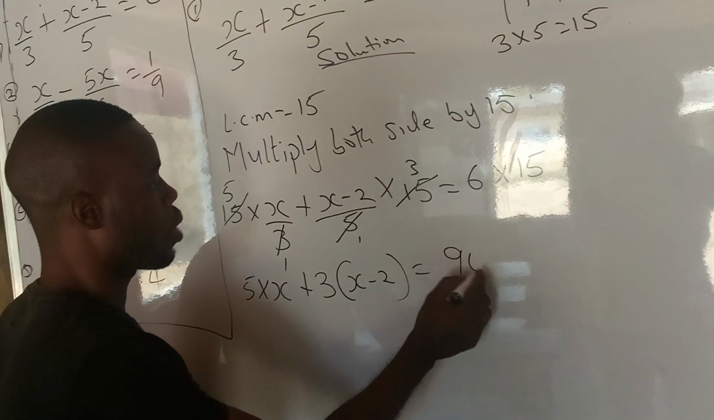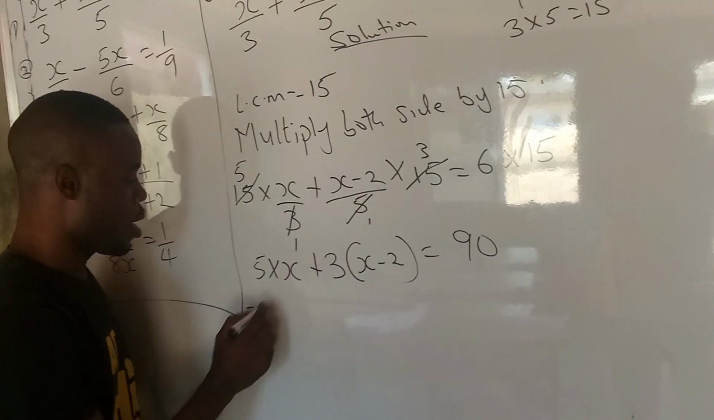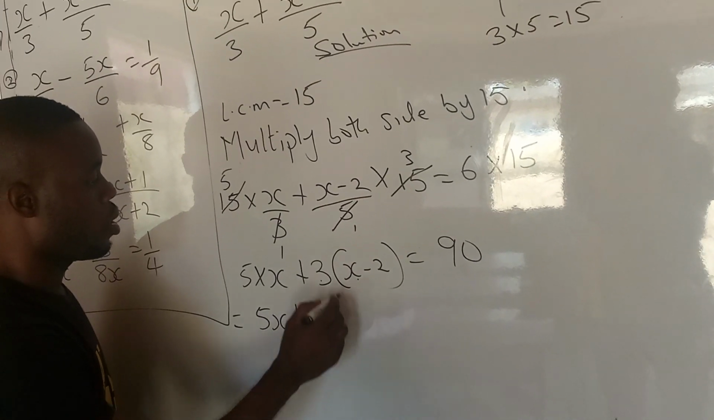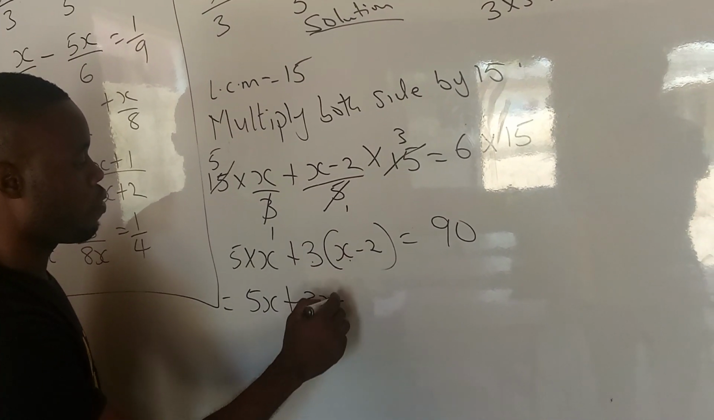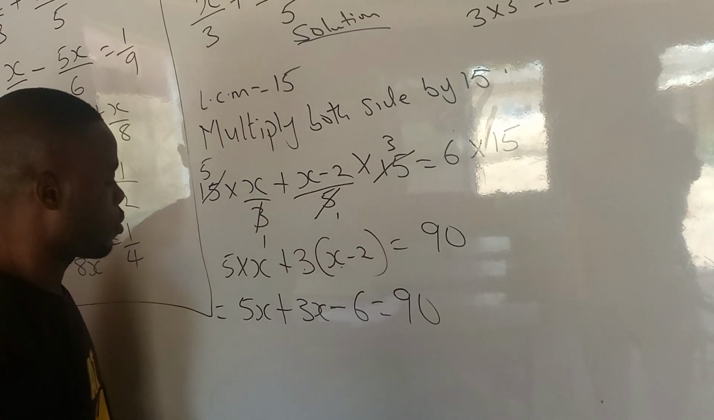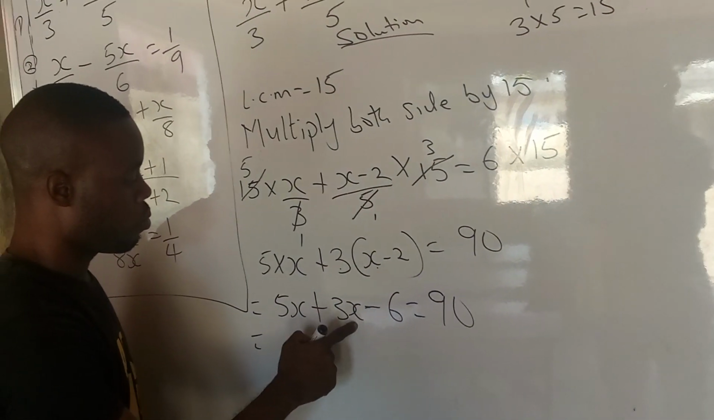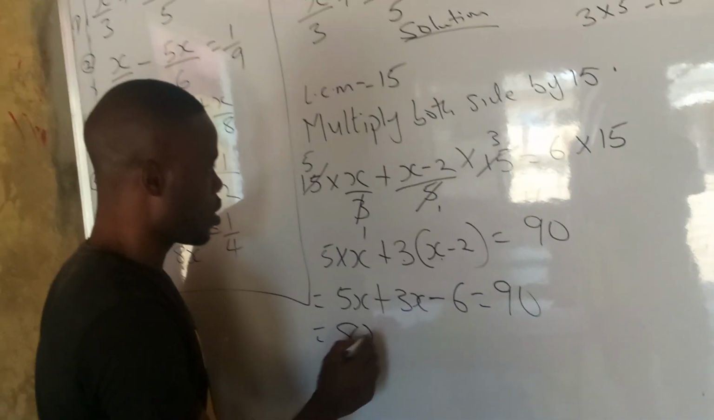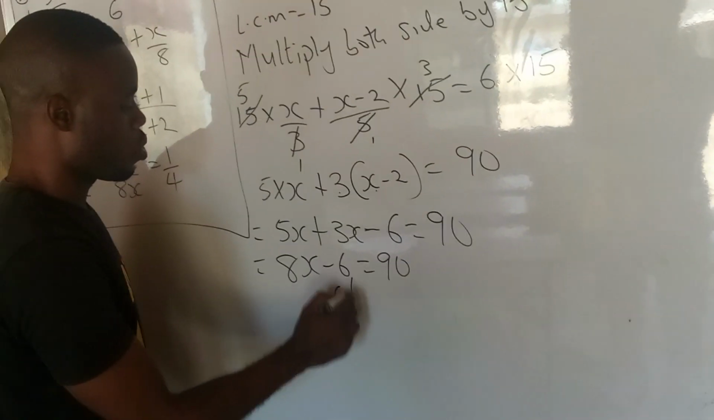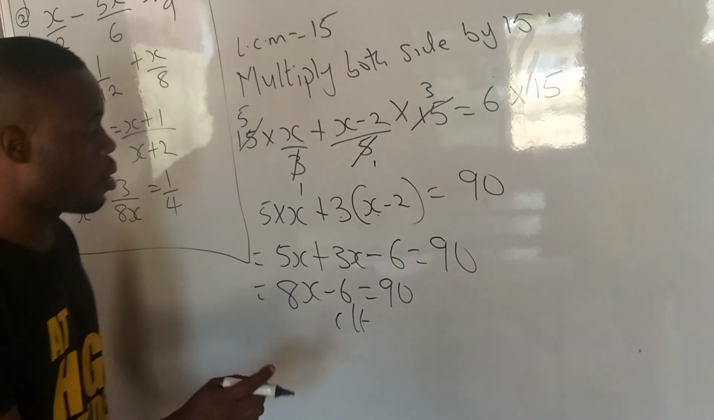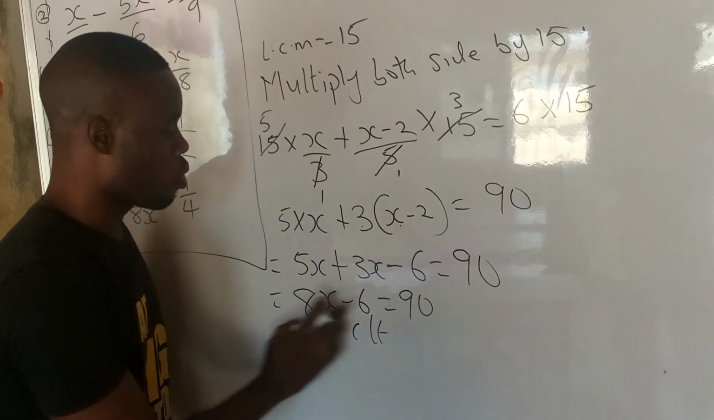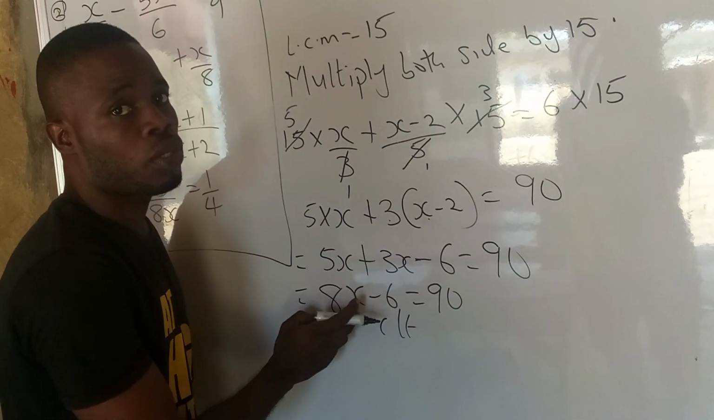So 5 times x is 5x plus 3 times x is 3x. Plus times minus will give you minus. 3 times 2 will give you 6 equals to 90. So 5x plus this will give you 8x minus 6 equals to 90. So we are going to collect like terms. You can see that we have removed fractions. It now remains what? Simple equation. This is what we have to get.